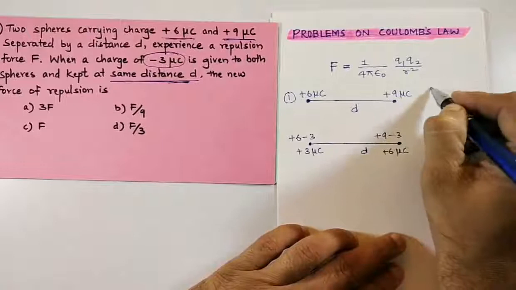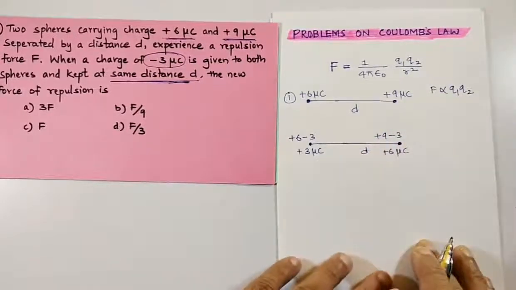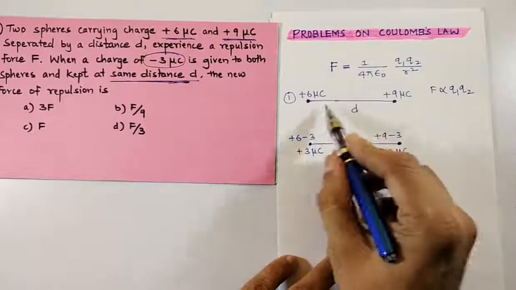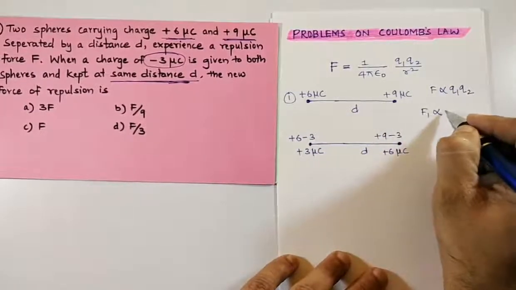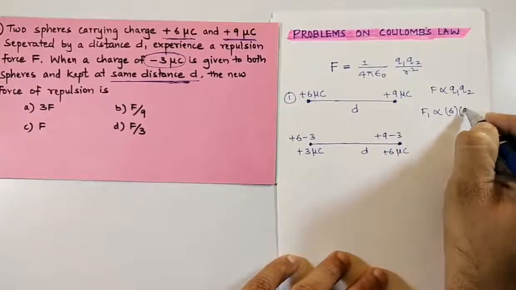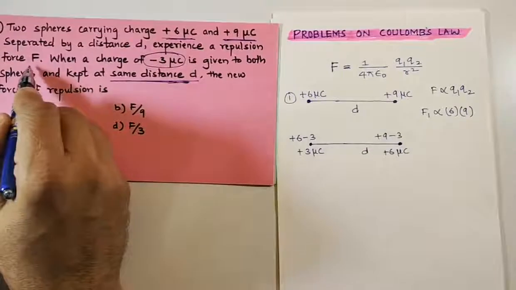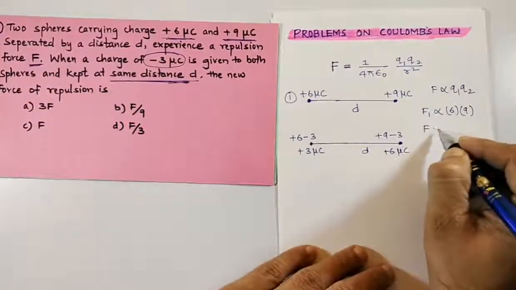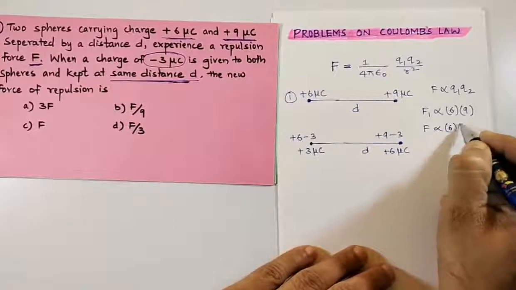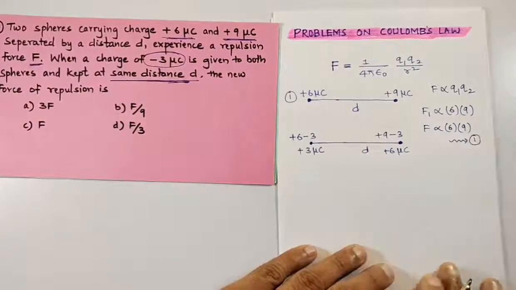So I can take F is proportional to Q1 Q2. Now in the first case, I will write F1 proportional to 6 into 9. But F1 he has given as F. So F is proportional to 6 into 9. This I will take as equation 1.